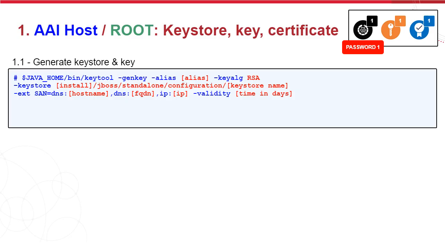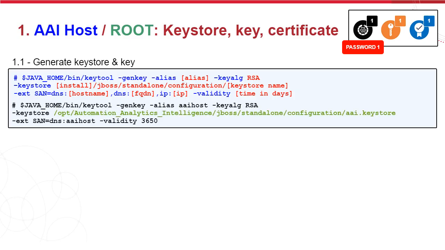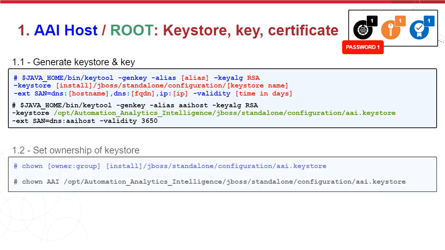We have provided both the command templates and the arguments and a command sample. The key store should be stored under /jboss/standalone/configuration. Remember this directory. This is where the bulk of the work gets done, because it's also the location of the standalone.xml file. You should make sure that physical items added to the AAI file system belong to AAI, not root.